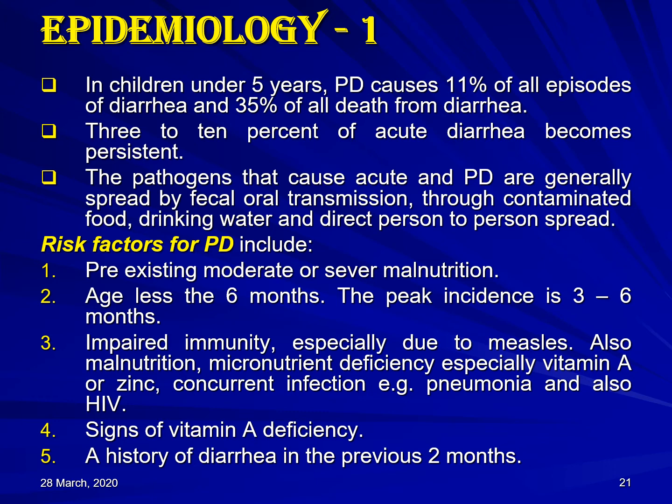History of diarrhea in the previous 2 months, which means that a patient with recurrent diarrhea is more likely to have persistent diarrhea than a patient with the usual episodes of diarrhea per year.